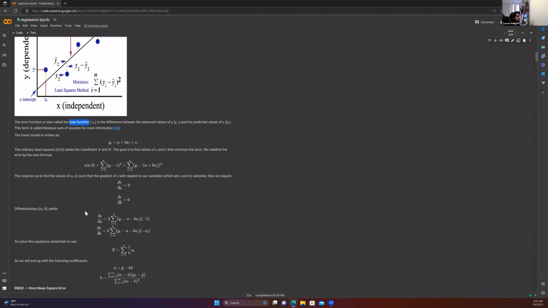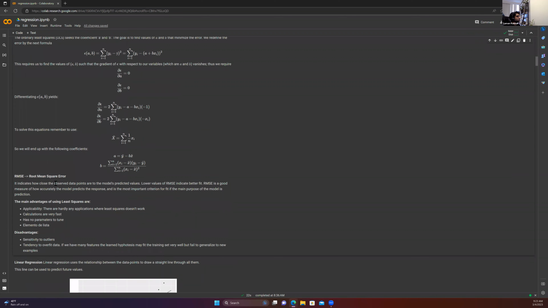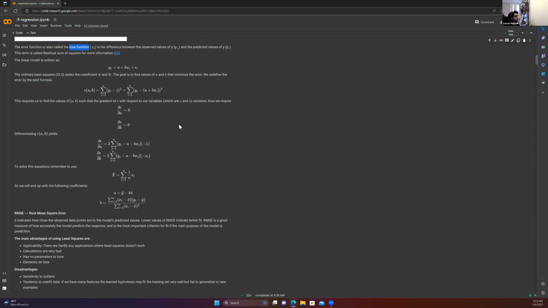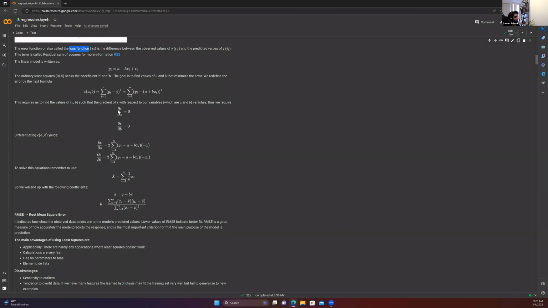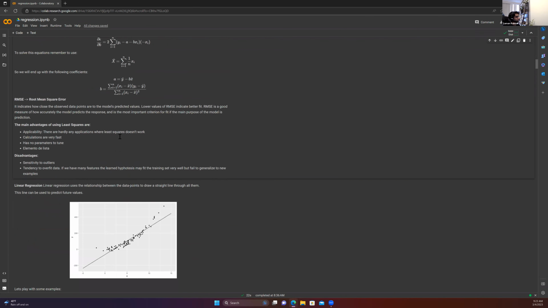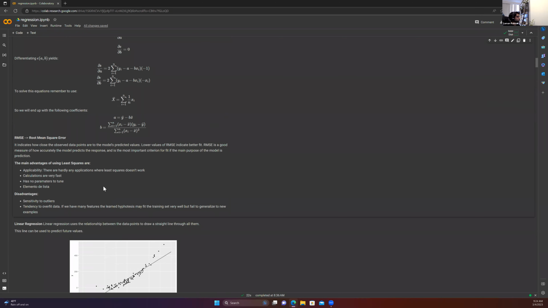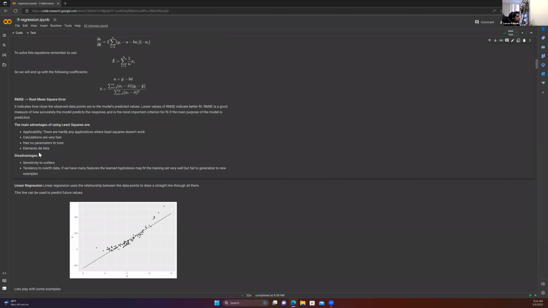So again, for regression, these are the types of error metrics that we want to minimize and optimize based on. One of them is root mean squared error. We want to reduce this, and it indicates how close the observed data points are to the model's predicted value. I don't want to get into the mathematical aspects of it. We can read more in this notebook, but feel free to ask questions.